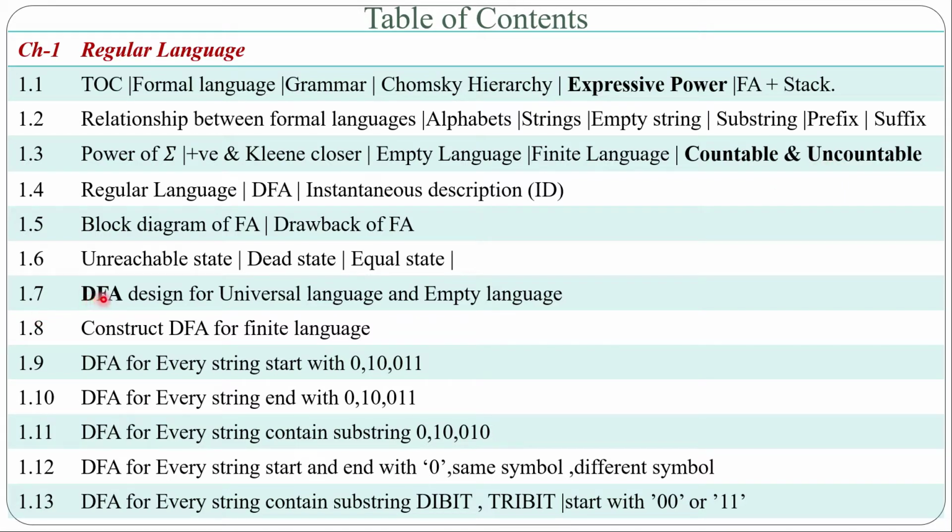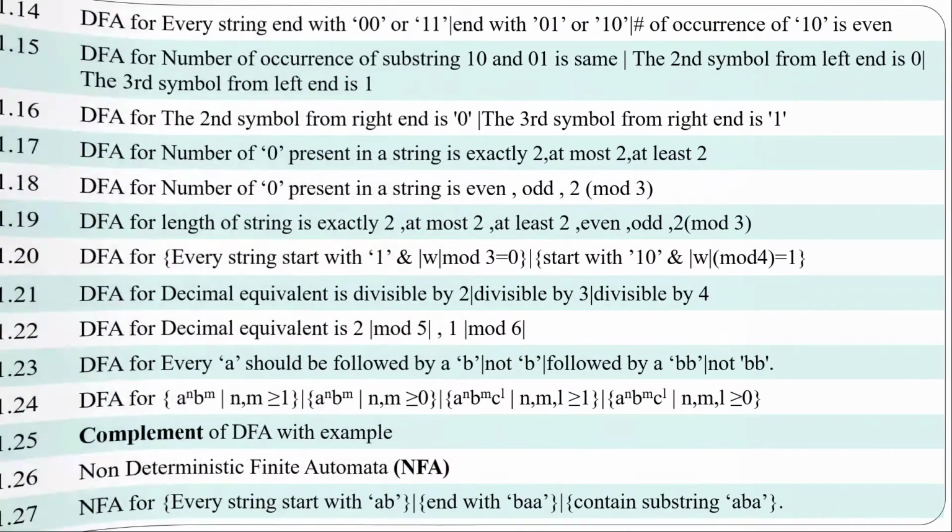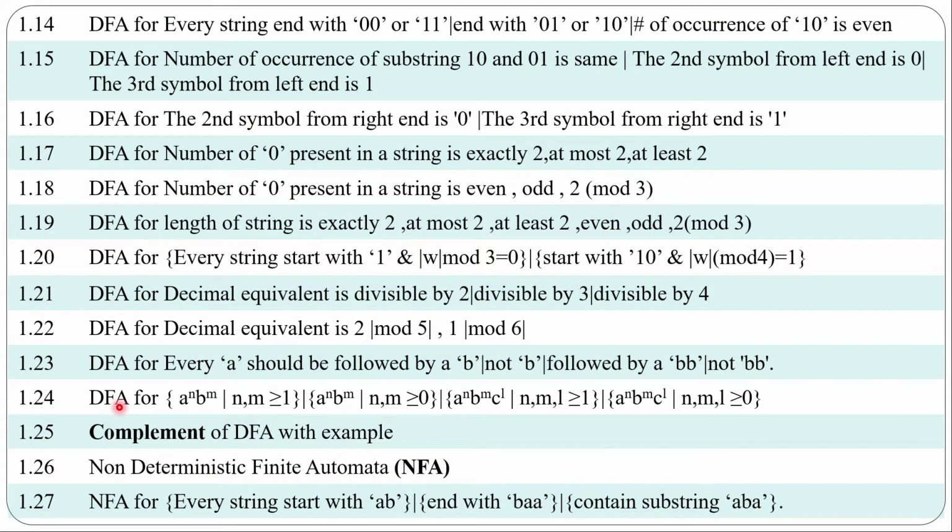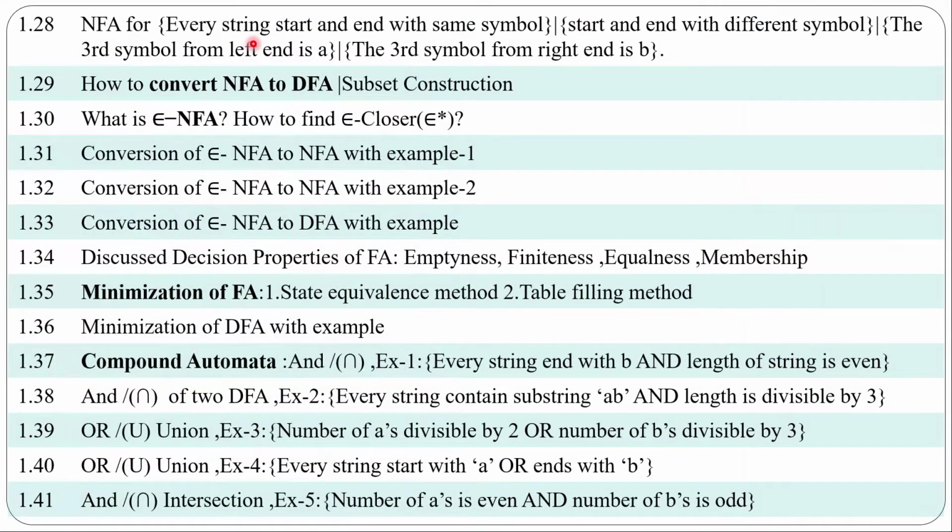Then from chapter 1.7, all are about DFA construction. Till chapter 1.24, you will see lots of DFA design for different languages. 1.25 is complement. From 1.26 I started NFA. Then I designed NFA for several languages. 1.29 is convert NFA to DFA.